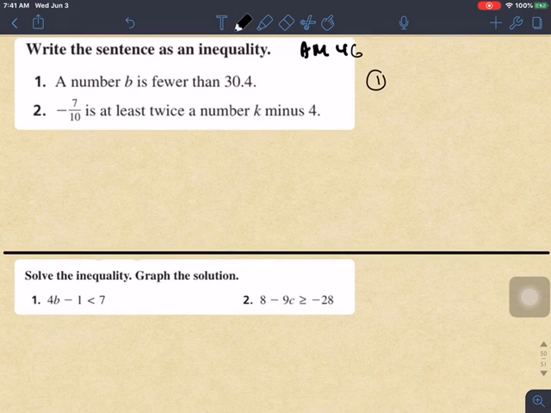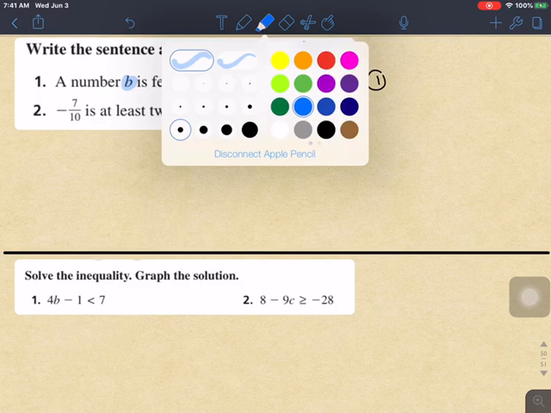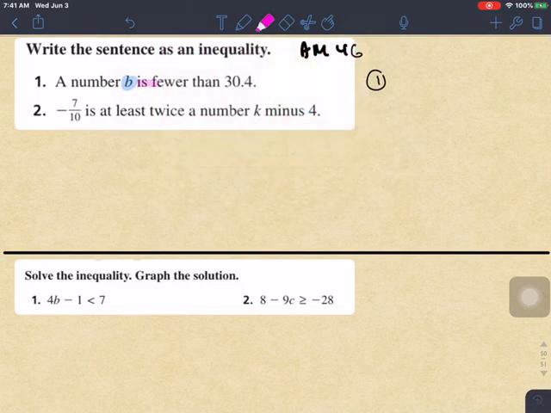And so what I like to do is highlight keywords. The first thing we want to do is find our variable. And the next phrase tells us what we're going to write. B is fewer than. Okay, so how do we start that? B is fewer than. All right, so you want the fewer symbol next to the B. B is fewer than 30.4. So that's how you write that inequality.